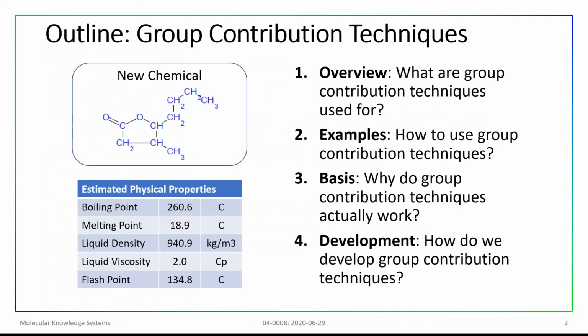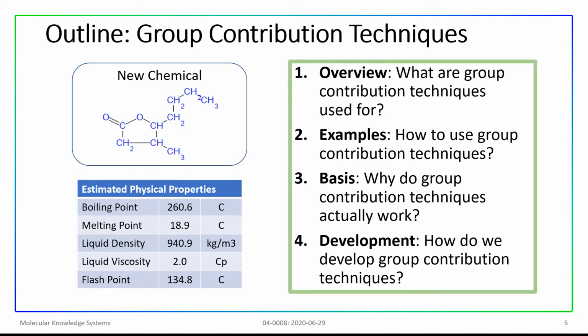In this lecture, I will talk about how, given a chemical's molecular structure, we can use group contribution techniques to estimate many physical properties. Properties such as boiling point, melting point, liquid density, liquid viscosity, and flash point. Specifically, I will focus on four main topics.